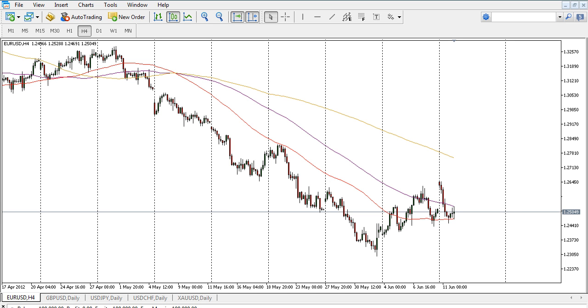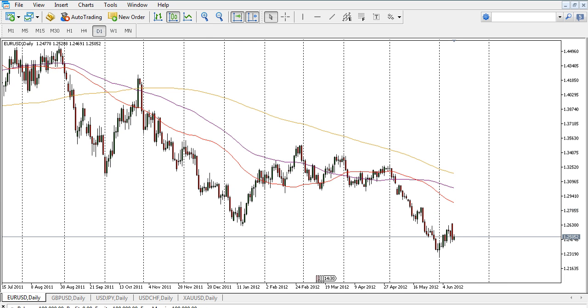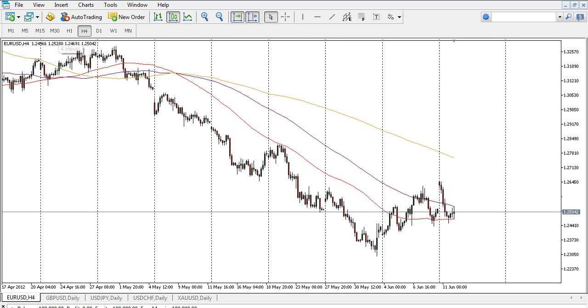Okay, let's have a look at the Euro Dollar chart. This is the daily chart. The weekly is not much of interest to me currently. In terms, let's have a look at the 4 hour. 4 hour is quite an interesting chart. So what do we have?